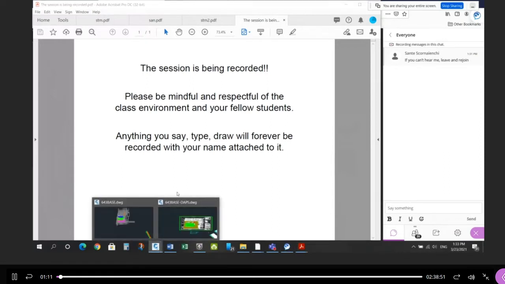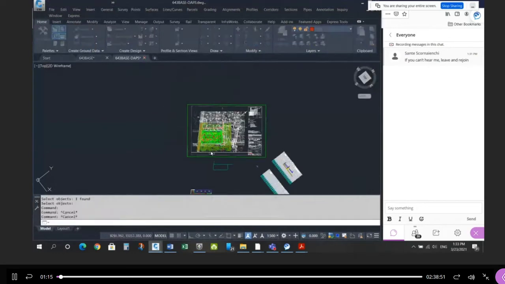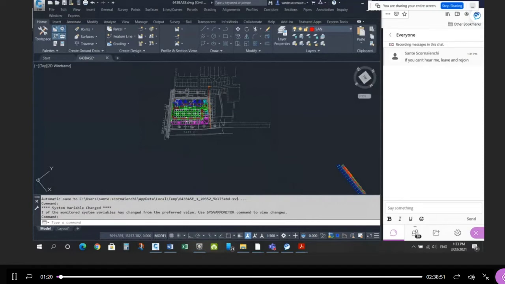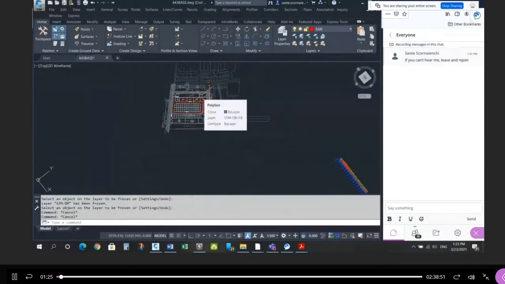All right, so here's my current CAD file. And I'm going to freeze out these drainage areas. Okay, so last day we did the storm sewer, sanitary sewer. Today we're going to discuss the sanitary design, and we'll get to that shortly.